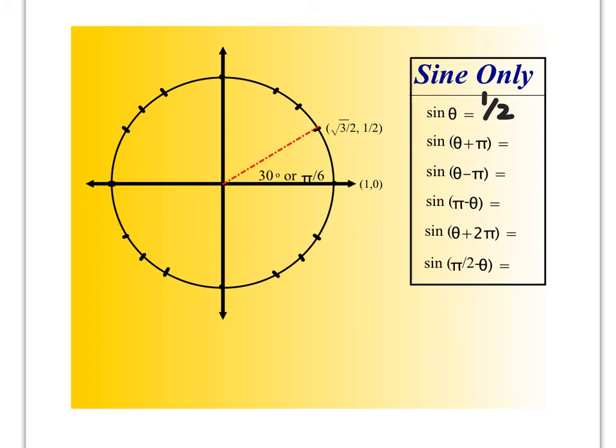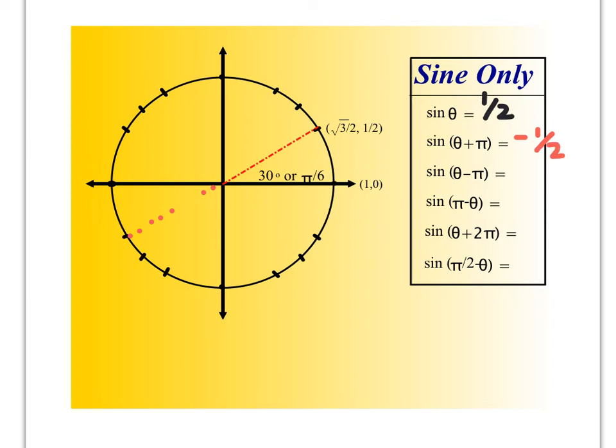Sine of theta plus pi, well, pi is 180 degrees, so plus pi would put it right here. And honestly, I don't even care what that angle measure is, even though I know it's 210, or 7 pi over 6. All that I want is the sine there. Well, the sine there is going to be the same as the sine in quadrant 1, except it's going to be negative.